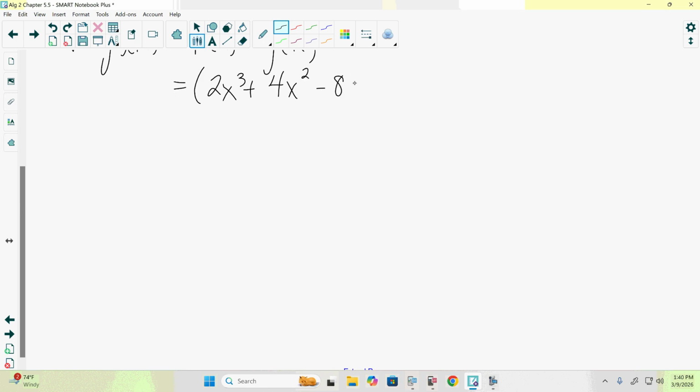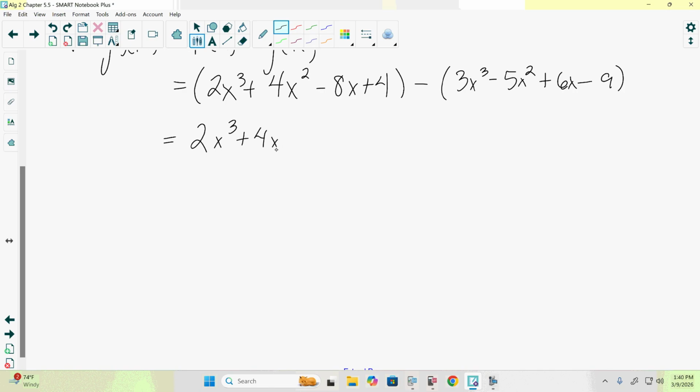4x squared minus 8x plus 4 minus 3x cubed minus 5x squared plus 6x minus 9. And on Friday, we dropped the parentheses of the first and nothing changed. The second, we had to distribute the negative through, getting us to this point here. Now, this is where we stopped or ran out of time.